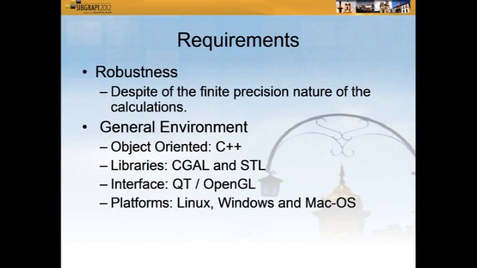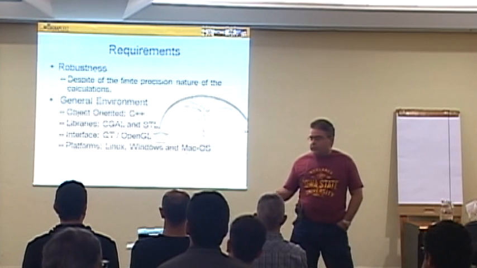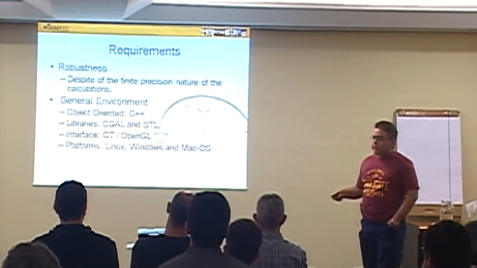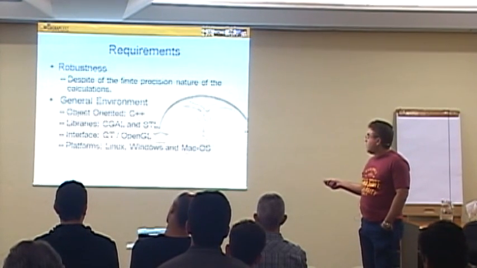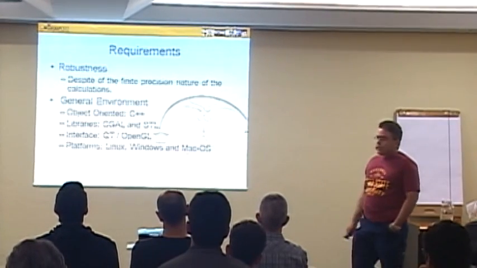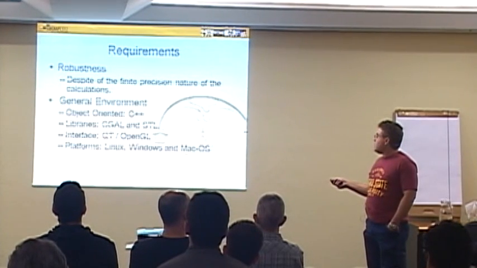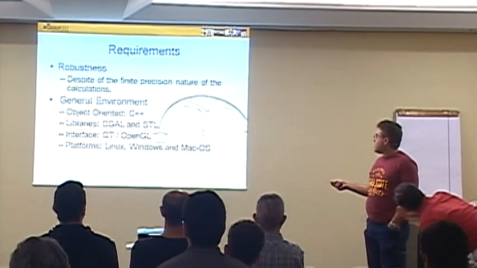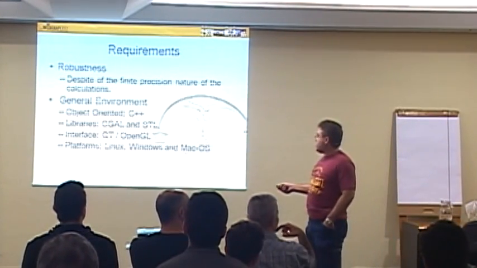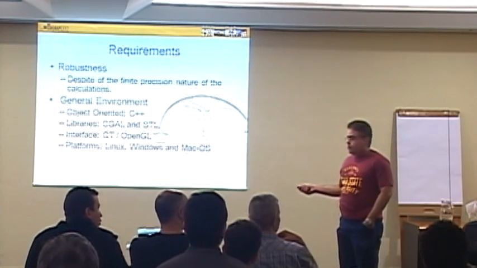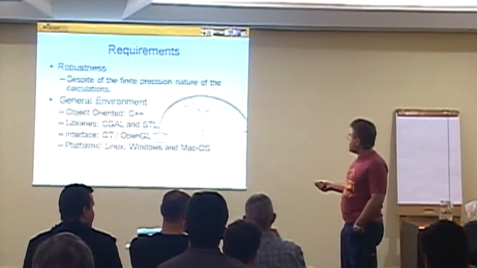The nice thing about using CGAL is the robustness, because it offers a lot of kernels that we can use to have a robust implementation that always accomplishes the generation and creation of triangulation. We have used an object-oriented approach. We implemented everything in C++. We use CGAL and STL. And as an interface, we use Qt and OpenGL. And the system runs on the main platforms available, such as Linux, Windows, and Mac OS.